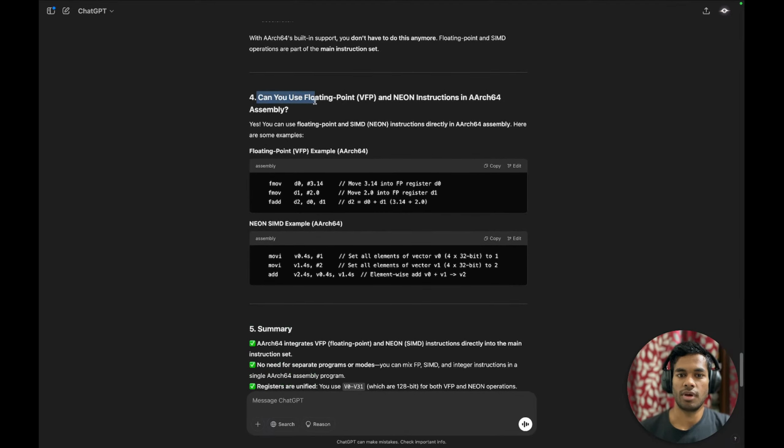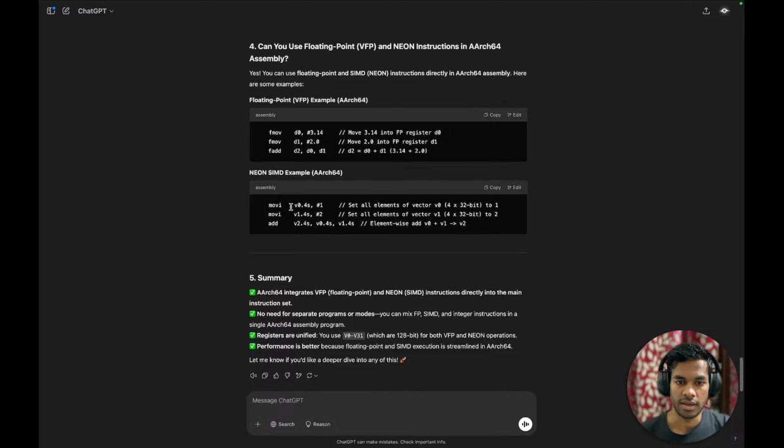Can you use floating point VFP and Neon instructions in AArch64 assembly? Yes, you can use floating point and SIMD Neon instructions directly in AArch64 assembly. Here are some examples: float move, float move, and then float add. Neon SIMD.